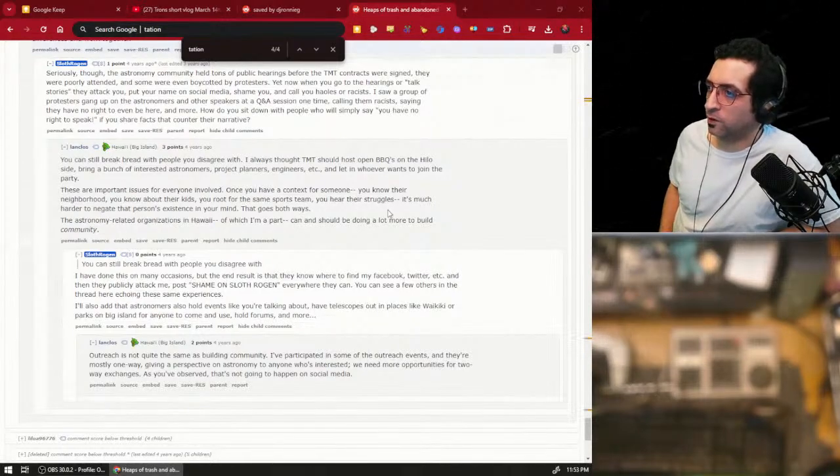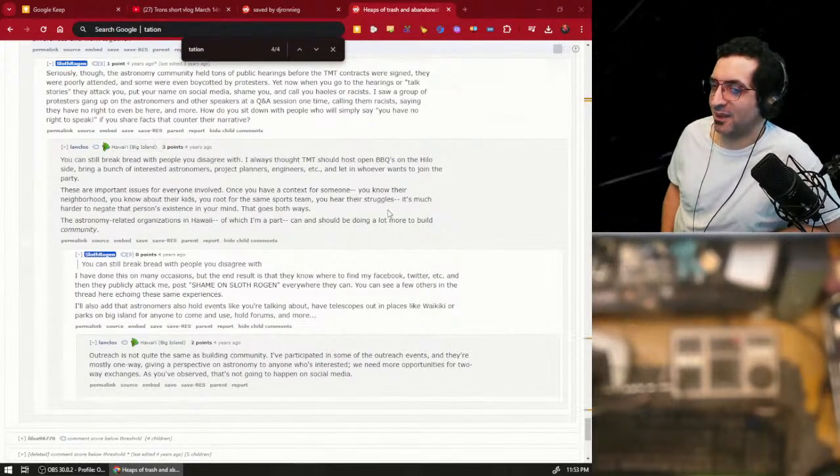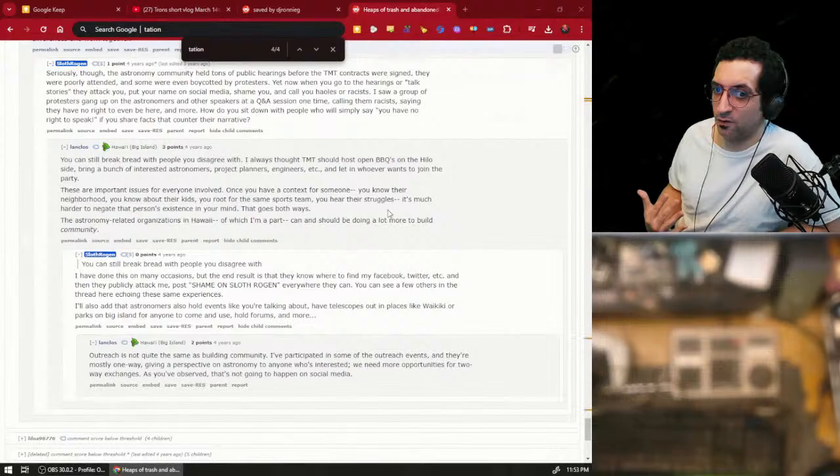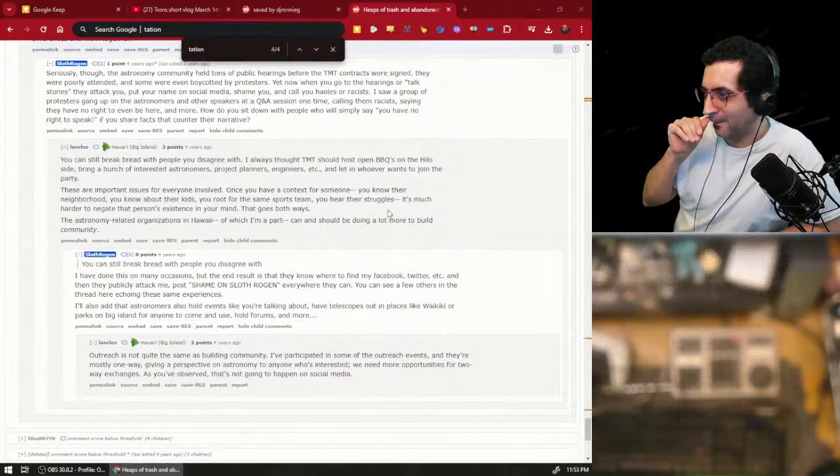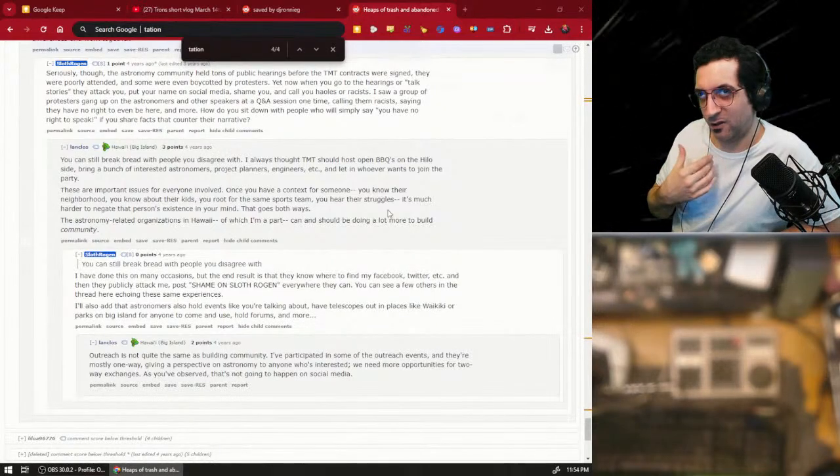Bring a bunch of interested astronomers, project planners, engineers, etc., and let whoever wants to join the party join. I see that there would be risks of disruptions, but I do like the idea of having a good faith barbecue, like having a positive activity where people, like you said, could break bread. I really do think that's an interesting idea.